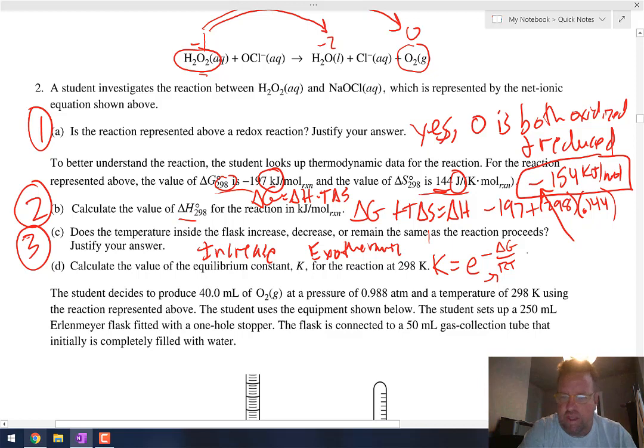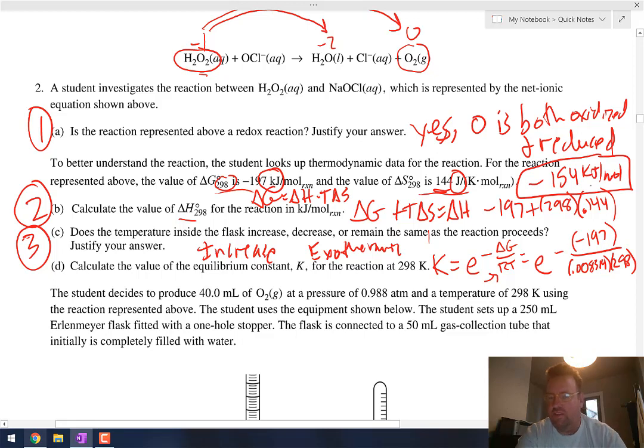So we're going to go e to the negative delta G, and the delta G is a negative. Be careful of that double negative there. So -197 over the R value, 0.008314, times the temperature, so times our 298. Put that into your calculator. Again, that double negative, you can just cancel them out, so just make it positive. Just go 197 divided by 0.008314 divided by 298.